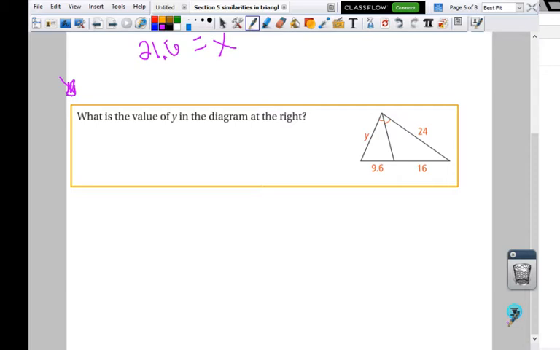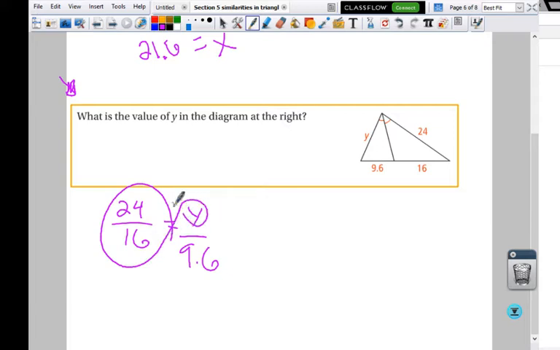Okay, the calculator chose me. Cool. Okay, so 24 over 16. Because I choose 24, you have to also choose the same side, so y over 9.6. Yep. All right. And how'd you solve it? You do your fish method. 9.6 times 24 divided by 16 equals 14.4. So we get 14.4 equals y.